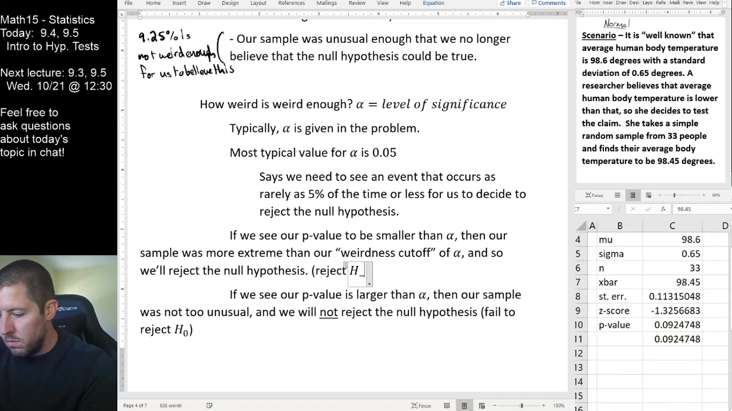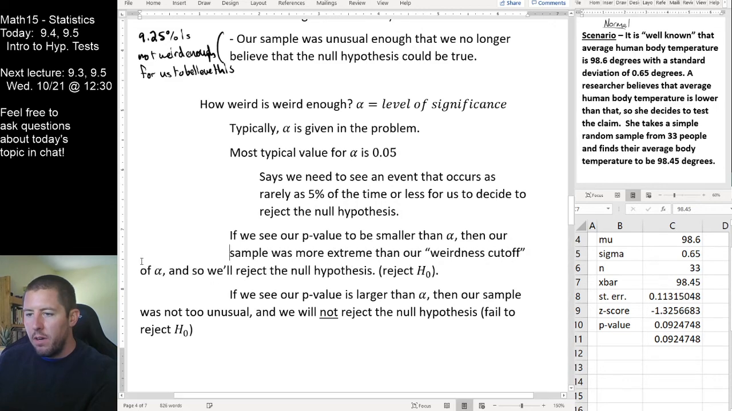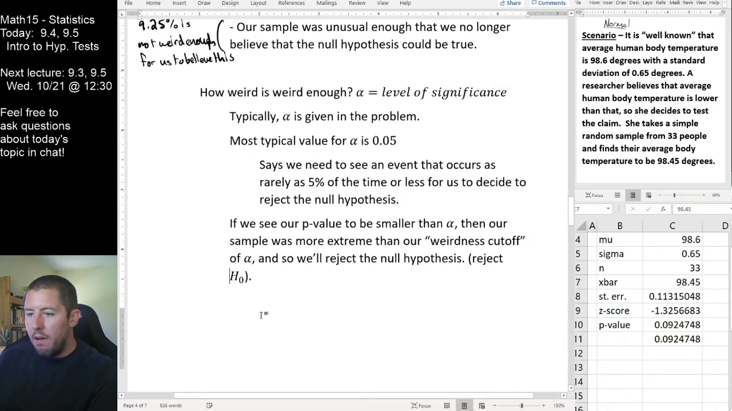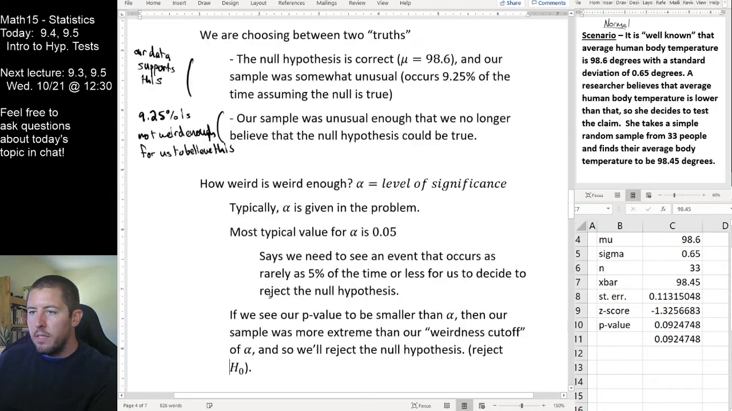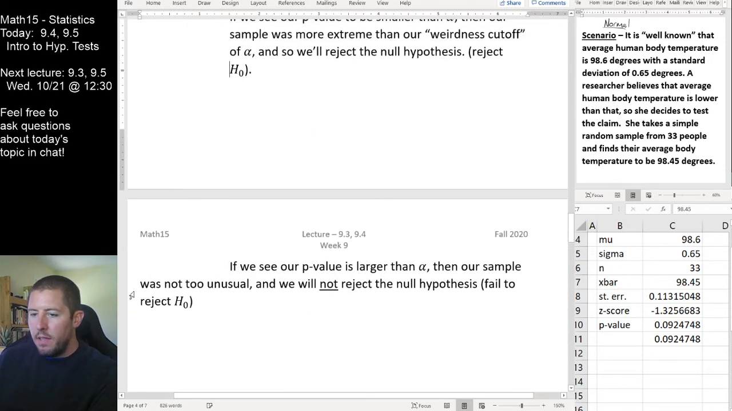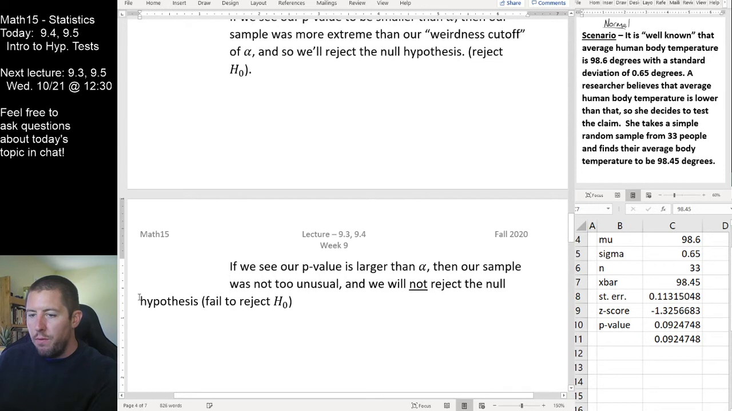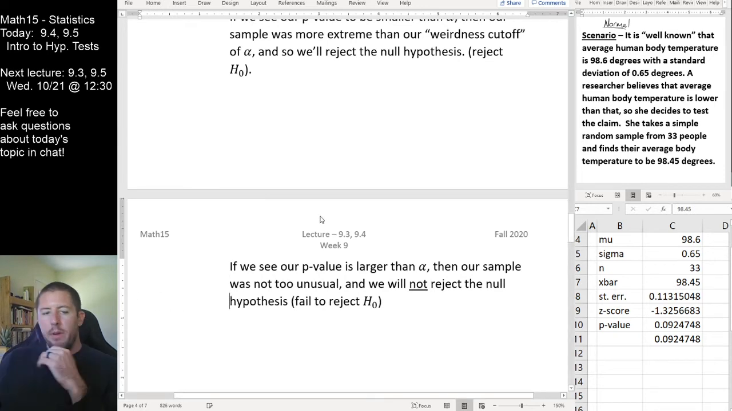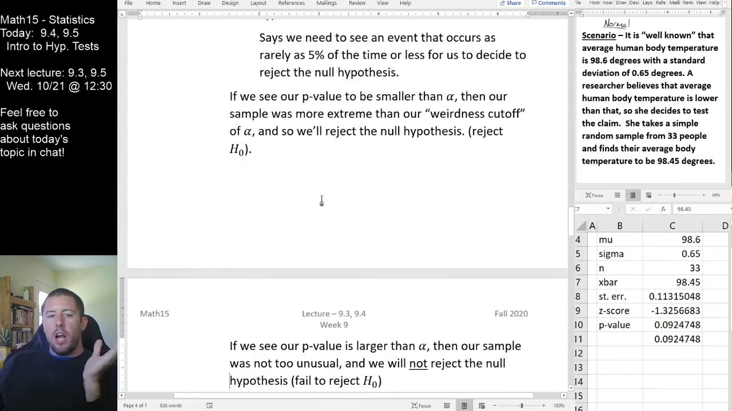Okay, so alpha is basically our line in the sand that we're drawing of saying, was that extreme enough or was that not too extreme? Most typical alpha value to see is 0.05. In this case, we got 0.0925, saying ours was a little bit weird, but it didn't cross the line of weirdness. The weirdness line here was 5%. We got a 9.25% probability of our sample.